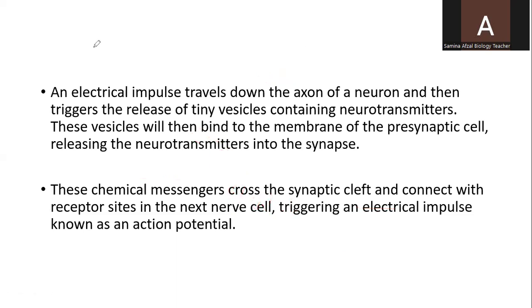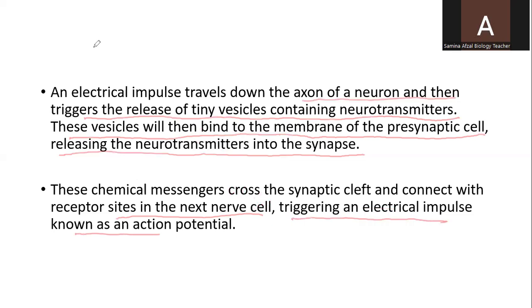An electrical impulse travels down the axon of a neuron and then triggers the release of tiny vesicles containing neurotransmitters. These vesicles will then bind to the membrane of the presynaptic cell, releasing the neurotransmitters into the synapse. So these chemical messages cross the synaptic cleft and connect with receptor sites in the next nerve cell, triggering an electrical impulse known as the action potential. So in this way, students, it was all about the first part of the coordination and control.